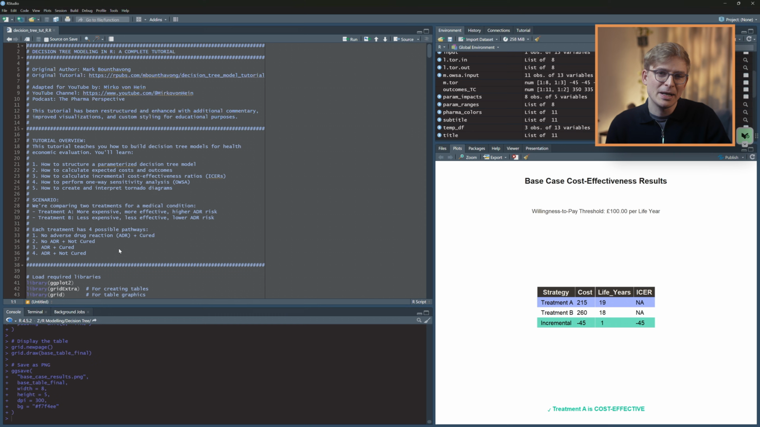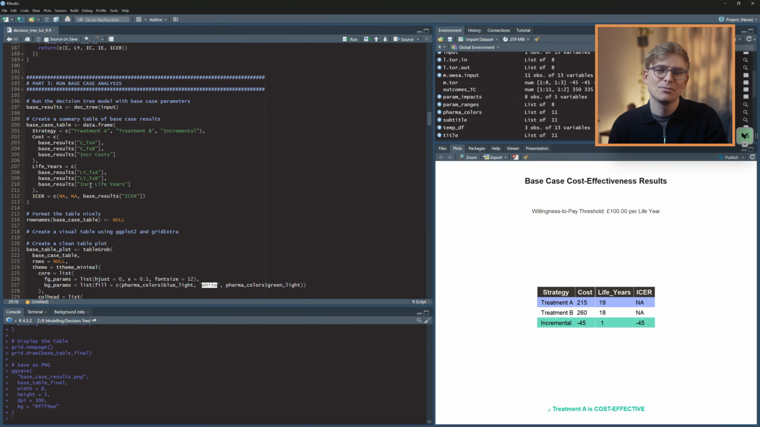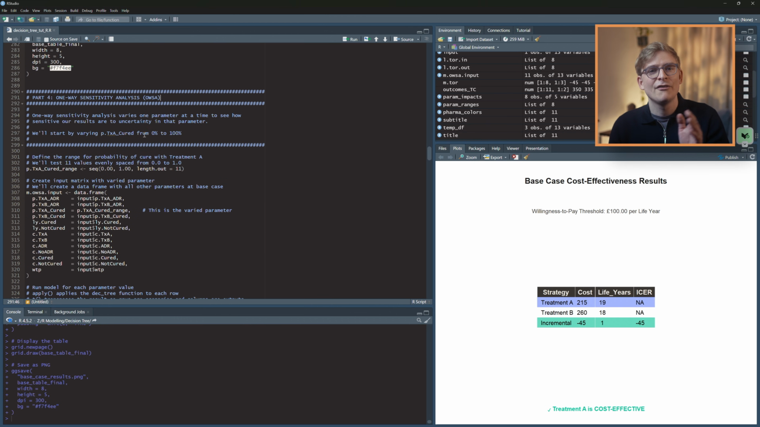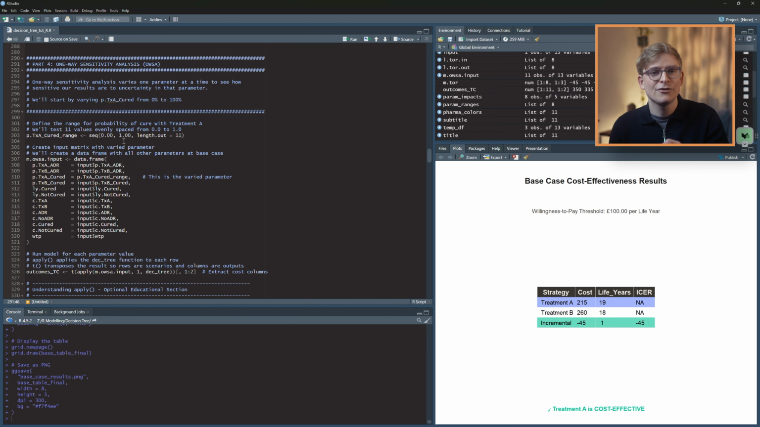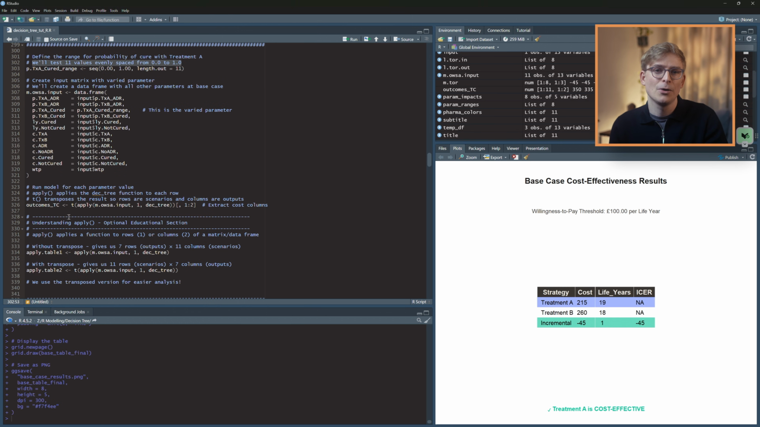But let's not stop at the base case. We should also explore uncertainty in our parameters. To do so, we can run a one-way sensitivity analysis on the probability of cure with treatment A, varying it from 0% to 100% in 10% increments. We create a data frame with 11 different values of this parameter, keeping everything else the same as our base case. Then we use the apply function to run our decision tree model for each scenario.